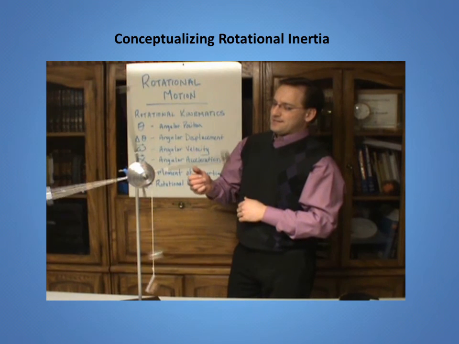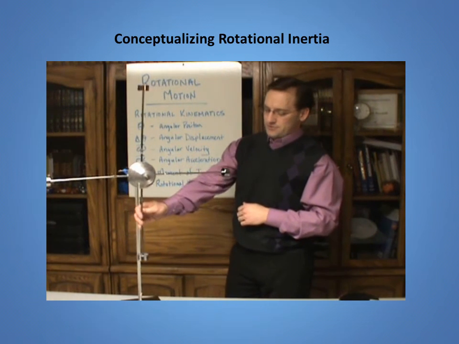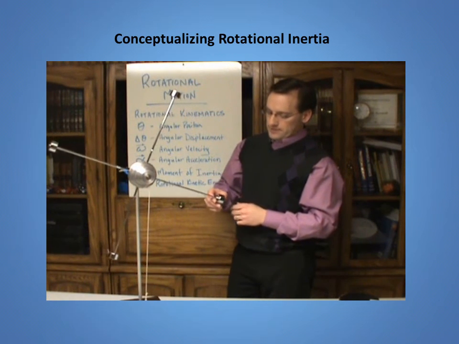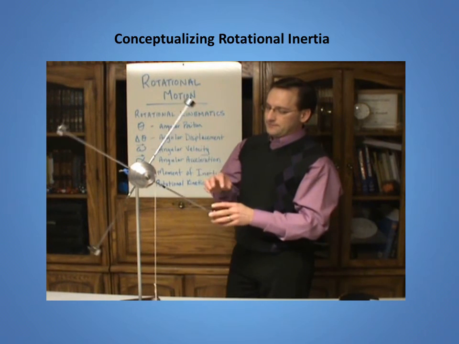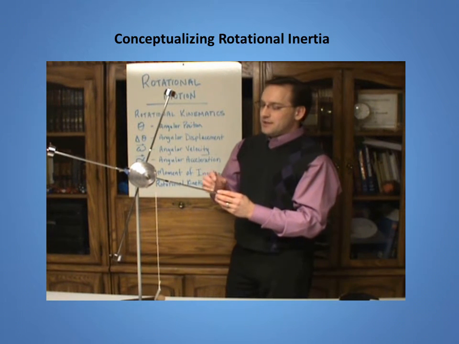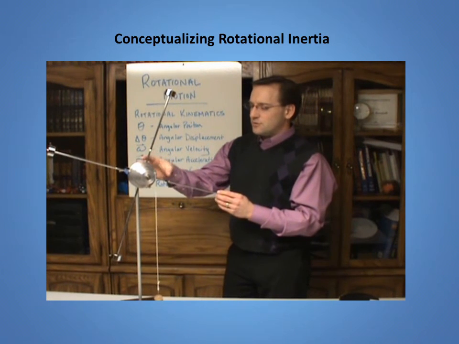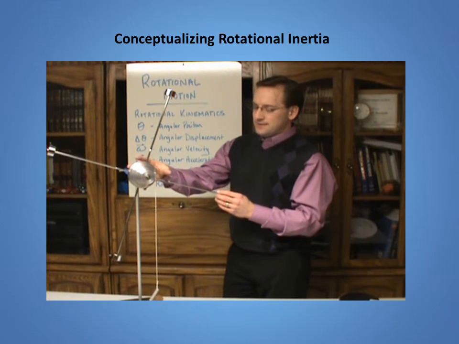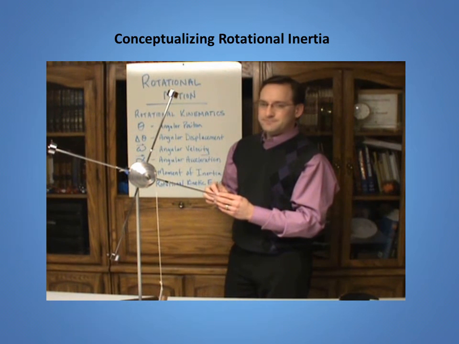So it does not have a large rotational speed or rotational velocity or angular velocity. So the further the masses are out, the more moment of inertia, the more rotational inertia. The closer those masses are toward the rotation axis, the lower the rotational inertia.